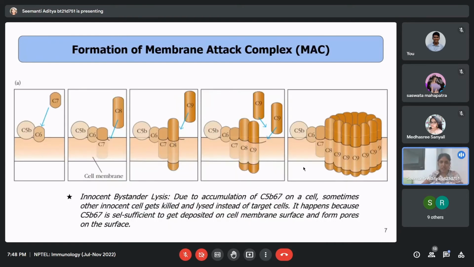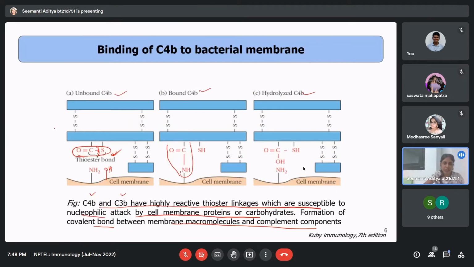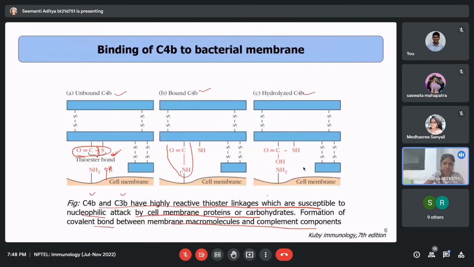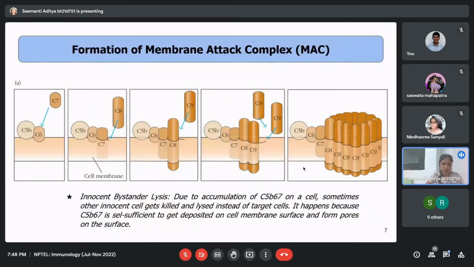So how is the formation of the MAC complex carried out? Once the C5 convertase is formed, C5 then gets broken down into C5a and C5b. Then the C5b gets embedded in the membrane, it's already embedded in the membrane, right? All these membrane bound components are embedded. So C5b will bind to another complement protein and help in embedding this C6 complement protein in the membrane. Then this complex will go and bind to C7, this will go and bind to C8, and then C9.